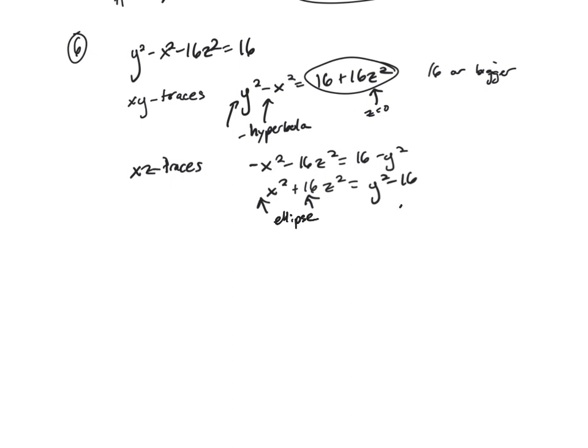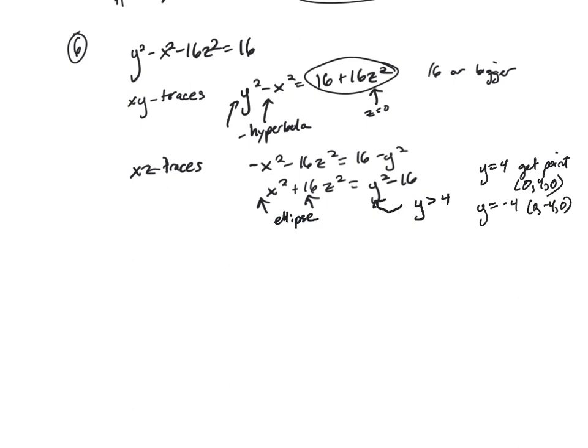However, we also have some restrictions on what y is able to be. So y can't be too small. The smallest y could be is 4. And if y is 4, we get a point. So that means if y is 4, we get x squared plus 16z squared equals 0, which is basically the point (0, 4, 0). Similarly, if we look at negative values, that is also a point.